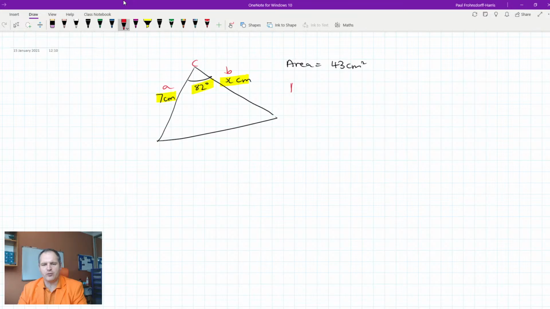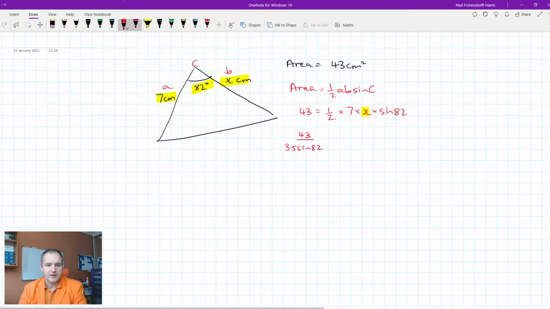We're going to fill out our formula. Area equals half AB sine C. But this time, when we put our things in, we're going to put a 43 in there. Equals half times 7 times x times sin 82. And this is the tricksy bit. When you want to get the x on its own, we're now going to have to do some division. I am going to divide 43 by half of 7, which is 3.5, so 3.5 sin 82.